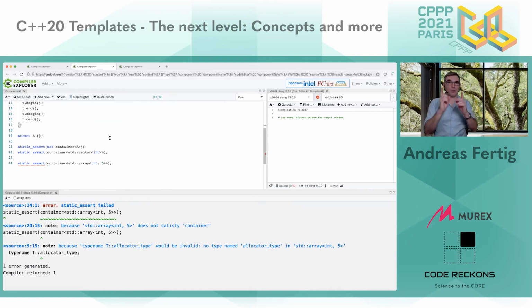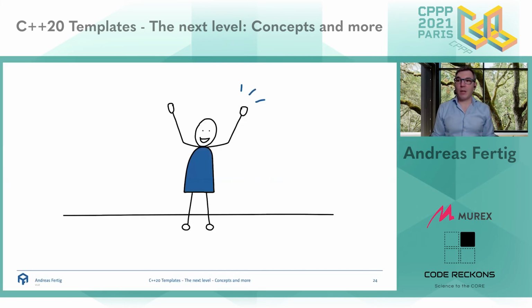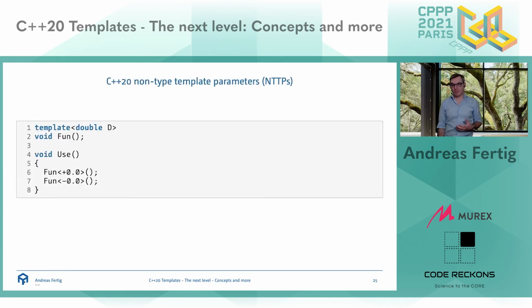So not only is this code in C++20 easier to write and easier to read, the error messages are better as well. So thumbs up, we can cheer. This is a real good improvement, okay? But there are other things in C++20 that improved when we are looking at templates.